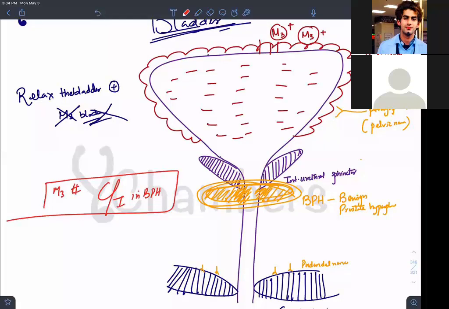Is it clear? Everything is with a concept. It's not anything of mugging up. Pharmacology is tasty. I'm telling you, fall in love with pharmacology. If you are fearing microbiologists, come to me. I will remove all your fears. It's all conceptual. Nothing is being taught which is out of this world. M3 blocker is contraindicated in benign prostate hyperplasia because it will again cause urinary retention.